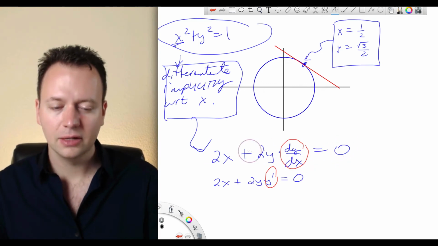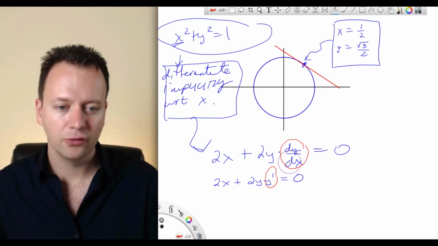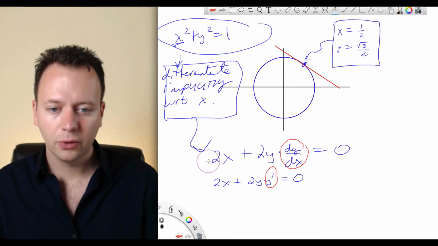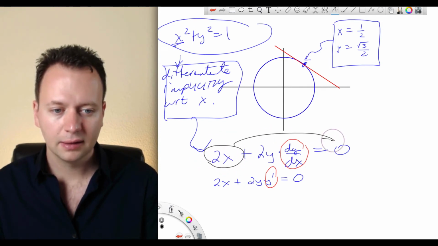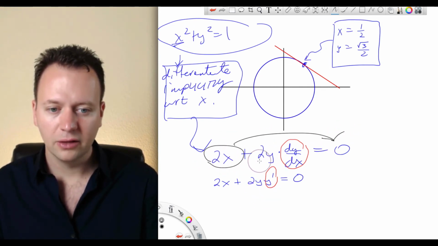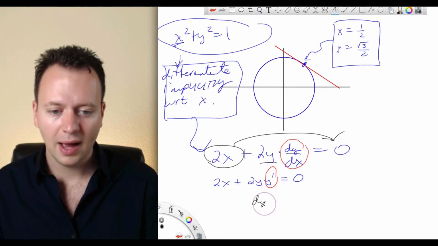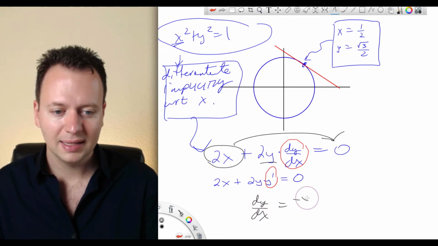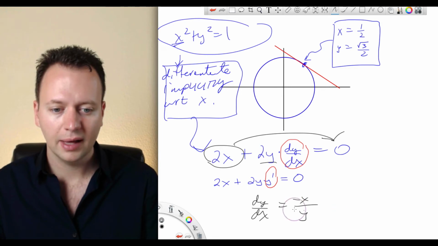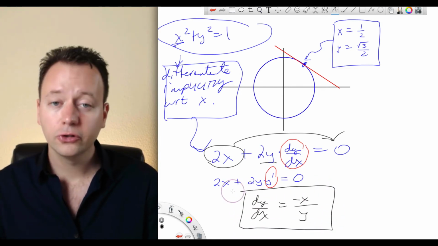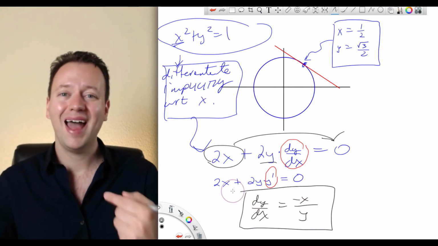Or this is equal to, it would look like a linear function. So to solve this, we're going to subtract off the 2x to the other side, and then divide by the 2y. So dy/dx is going to be minus x over y. The 2's cancel out. So here's the derivative as it depends on both x and y.